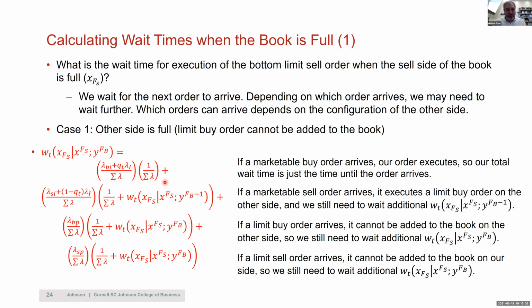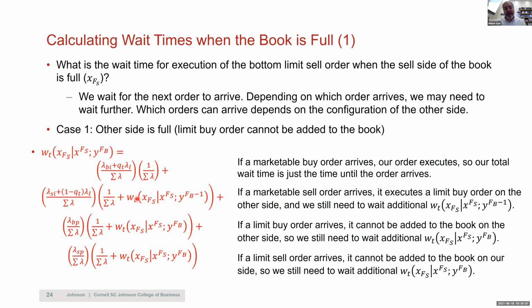But so here it is. Let's say we're waiting for the next trader that arrives after 1 over summation lambda. If that trader is a marketable buy order, how do we know that? That will be with probability lambda bi, the impatient buyer, plus qt lambda I, because the buy side of the book is full. Then my order executes and I'm good. But if after 1 over summation lambda instead of a marketable buy order comes a marketable sell order, and that can come because the sell side of the book is full, from the impatient uninformed plus the informed, then the buy side of the market has one order executed. I still need to wait.